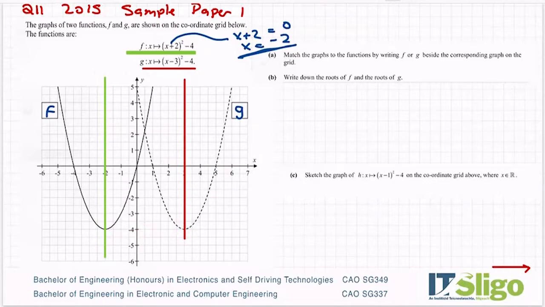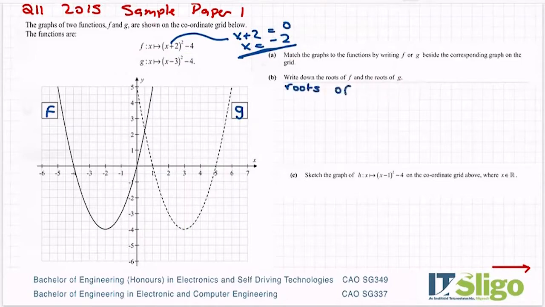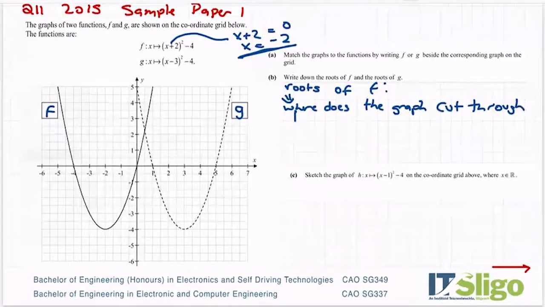Okay, so the roots then, this bit is important. Can you read off the roots of a graph? So I'm going to get rid of the lines of symmetry now because you don't really need them. Okay. Write down the roots of f and the roots of g. Okay, so roots of f. In normal English, another way of saying that is where does the graph cut through the x-axis? And when you solve a quadratic, that's exactly what you're finding.